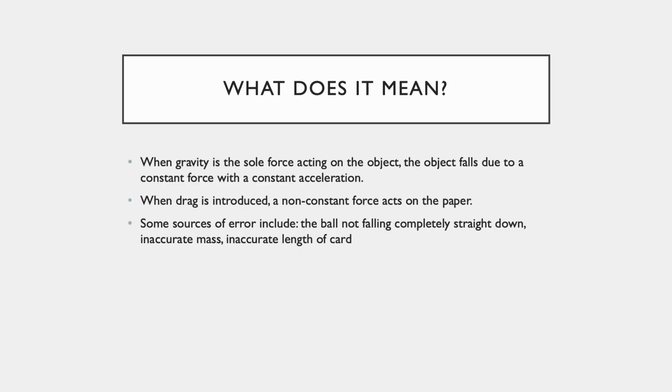All in all, when gravity is the sole force acting on an object, the object falls due to constant force with a constant acceleration, as we saw in the previous graphs. When drag is introduced, however, a non-constant force acts on the paper. Some sources of error include the card not falling completely straight down, inaccurate mass, since it was hard to measure a paper greeting card, and inaccurate length of the card.